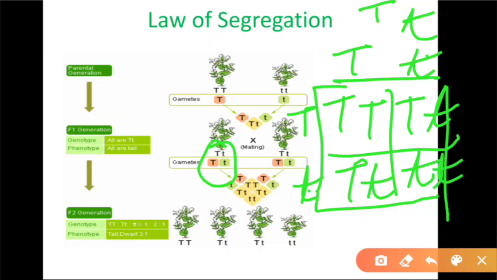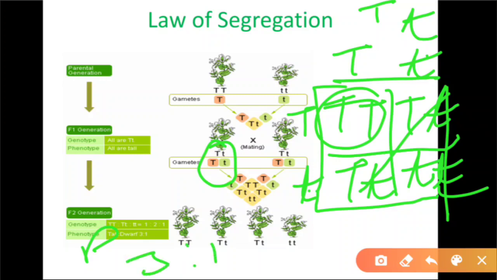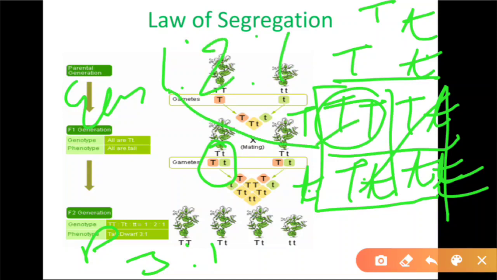You can see this is the pure tall, these two are hybrid, and this is the pure dwarf. So the phenotypic ratio is 3:1, right? All these three are tall and this is dwarf. And the genotypic ratio is 1:2:1. One is pure tall, two are hybrid tall, and one is pure dwarf, right?